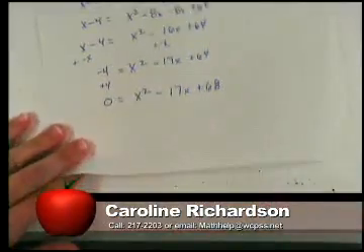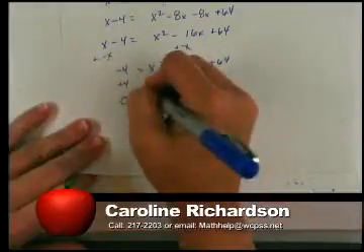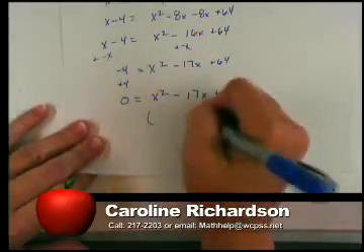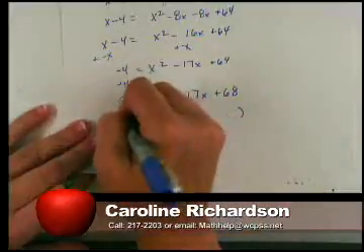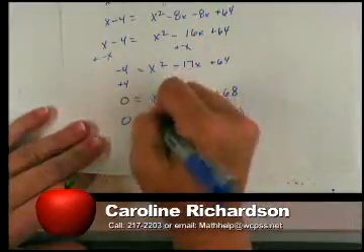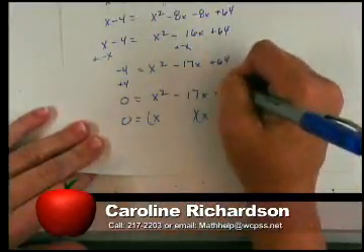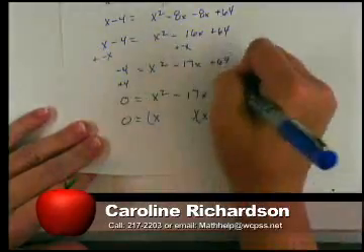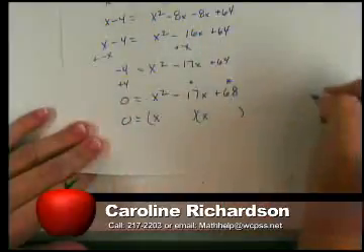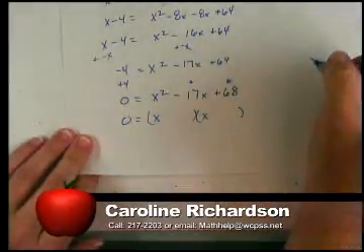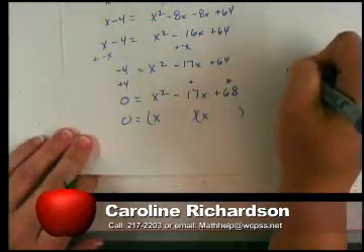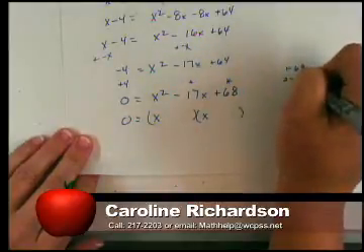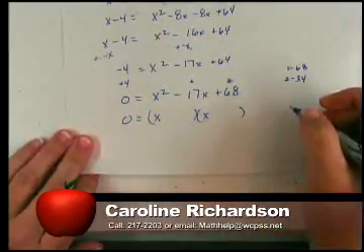Okay? How are we going to factor this? Well, there's a 1 in front of the x squared, so we know we can split up the x. Now what do we do with the 68? Well, we need two numbers that multiply to give you 68, but add up to give you negative 17. What are numbers that multiply to give you 68? 1 and 68, 2 and 34, right? You just go through all the different factors.